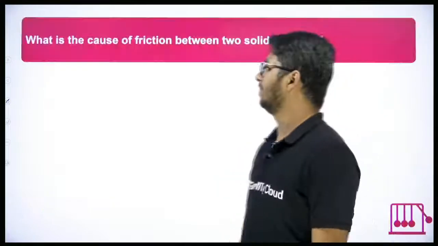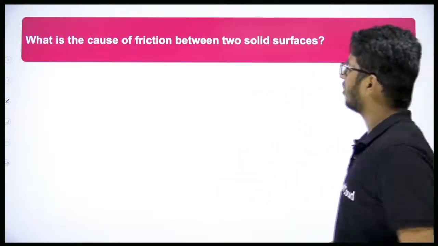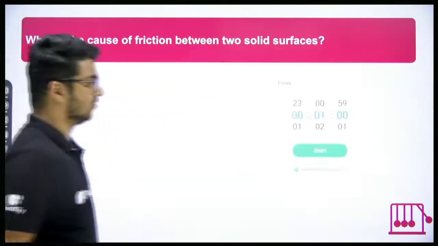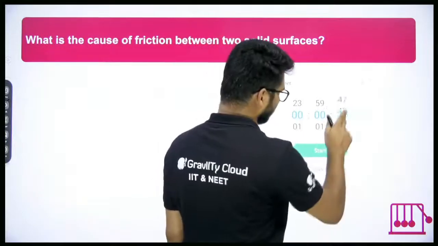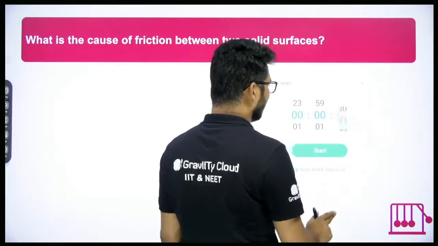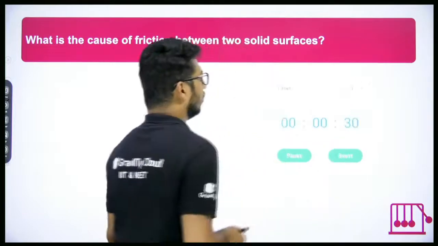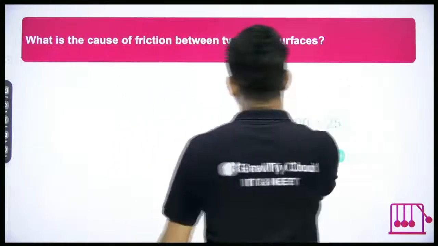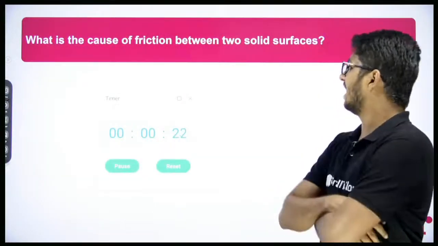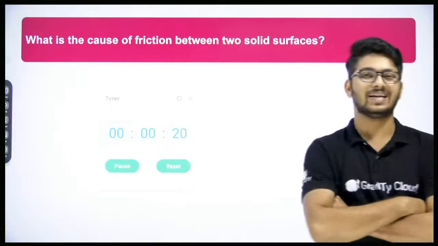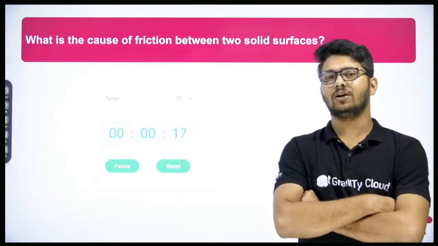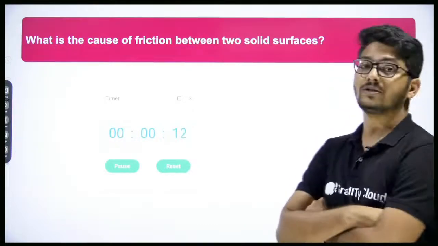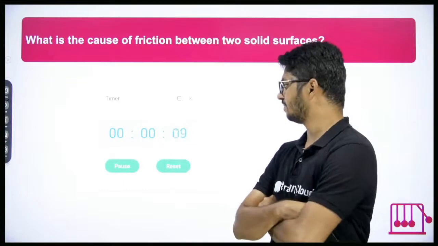Good? Okay. Next. What is the cause of friction between two solid surfaces? I'll give you 30 seconds of time, so please write it down. Then you can compare your answer with mine. What is the cause of friction between two solid surfaces? Think. Write it down in your notes.